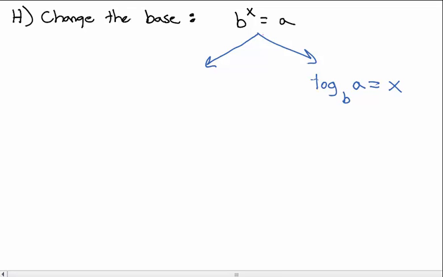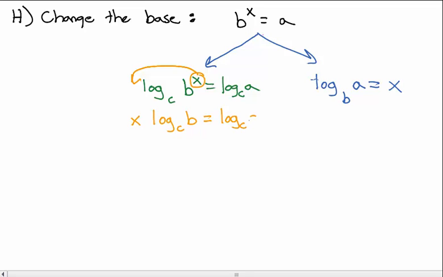But what if instead we had done something completely and entirely different? What if we had taken the log base c of both sides, a different base, a new base, the log base c of b to the x equals the log base c of a? Because I can do anything to both sides of the equation, and it's still equal, right? So, grab that exponent and pull it out front. x times log base c of b equals log base c of a.